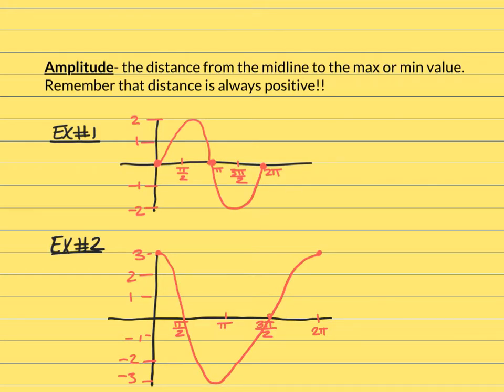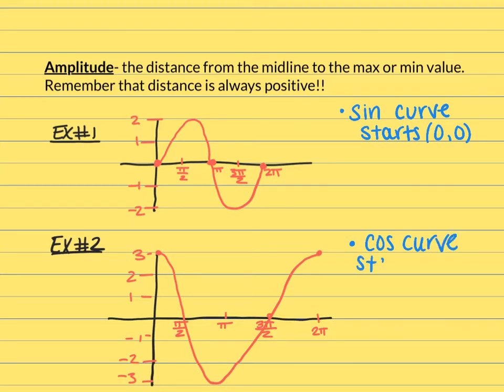So it's just helpful to write down some information. So we know that we have a sine curve because it starts at the origin. So we could say because it starts at 0, 0. Okay, same thing for the second example here. We could say we have a cosine curve because it starts at the max. So it's just a good habit to get into to recognize the two different pictures.